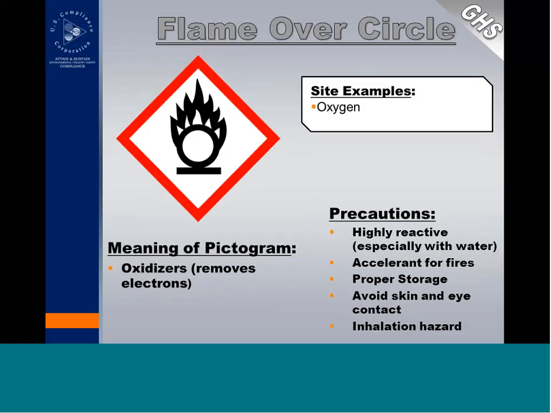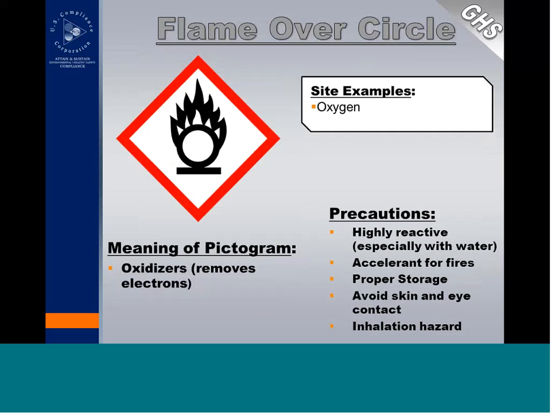The flame over circle. What this pictogram means is that that material is an oxidizer. It isn't necessarily a fuel per se. However, if introduced into a fire, it may generate oxygen, which will accelerate the fire.